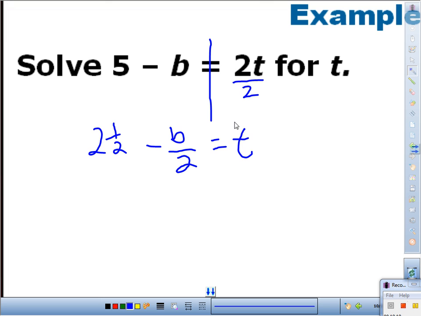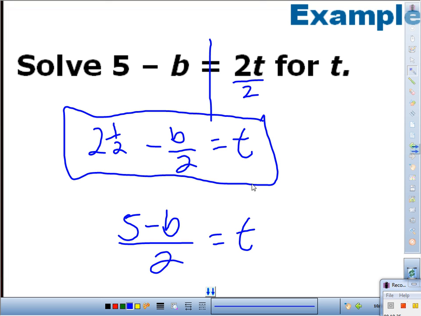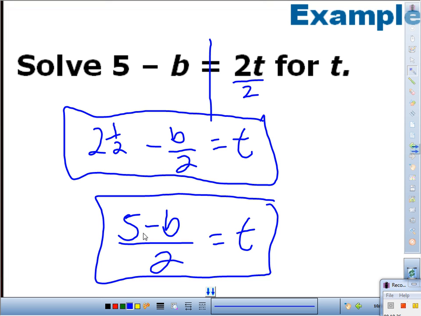Okay, who got something different? Maisha, what'd you get? Hands if you got that. Either one is correct. Yeah, because what is 5 divided by 2? 2 1/2, and you're left with negative B over 2. Everybody see that? Yeah. I would take both of these. So far so good? Yes?